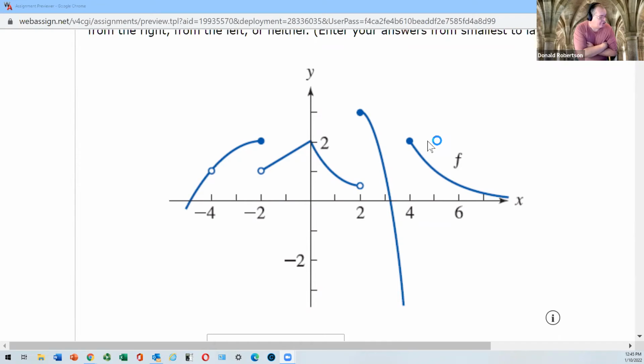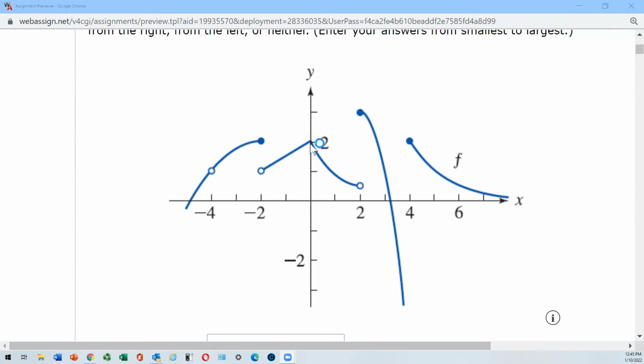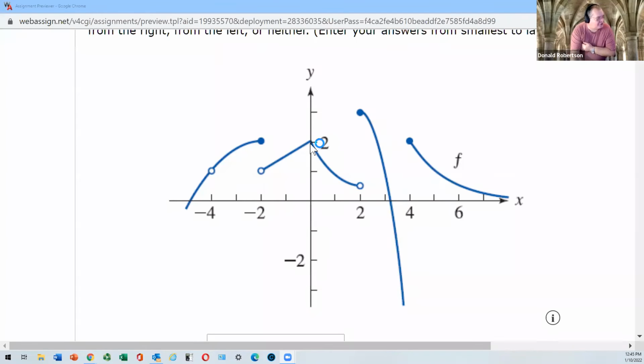What about this function at x equals 0? What's going on here? Is it continuous? It's continuous at x equals 0. In fact, isn't it continuous at x equals 1? It's continuous at x equals 5 and 6. Have you noticed when a function's continuous, nothing's happening. It's really just passing through like it normally does.